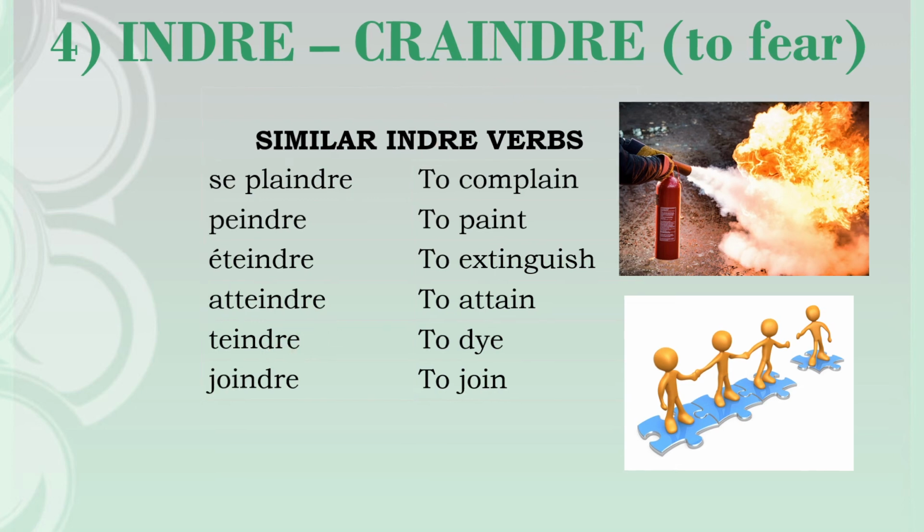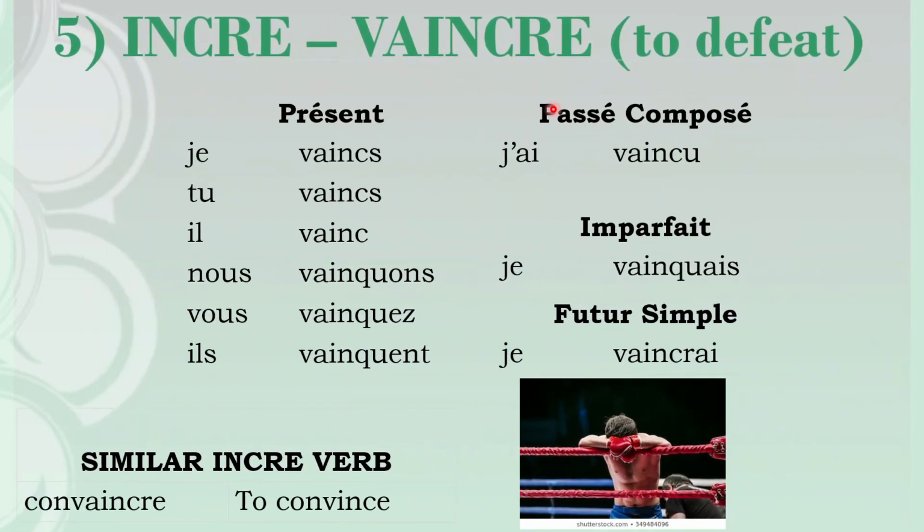And the last section is the INCRE verbs. There are only two of these, vaincre, and from vaincre you get convaincre. Vaincre is to defeat, to overcome something, and from that you get convaincre, which is to convince. So you learn vaincre properly, you will get convaincre just by adding con in front of it.